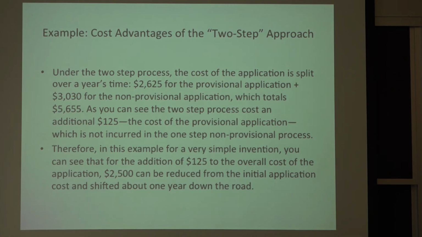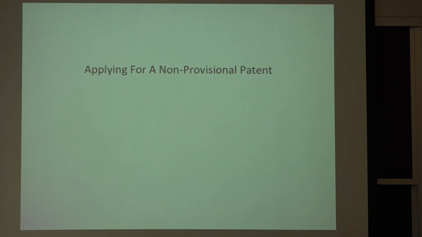And this is the math. So it costs $125 more to do the two-step approach as opposed to the one-step approach, which is really sort of negligible, and you have all that time to develop the money. In a way, you get to use somebody else's money, or at least use your own money, for a year before you have to actually put it up. So the two-step approach is financially probably a better route to go, unless you're really well-to-do or have family that really wants to invest in your invention.